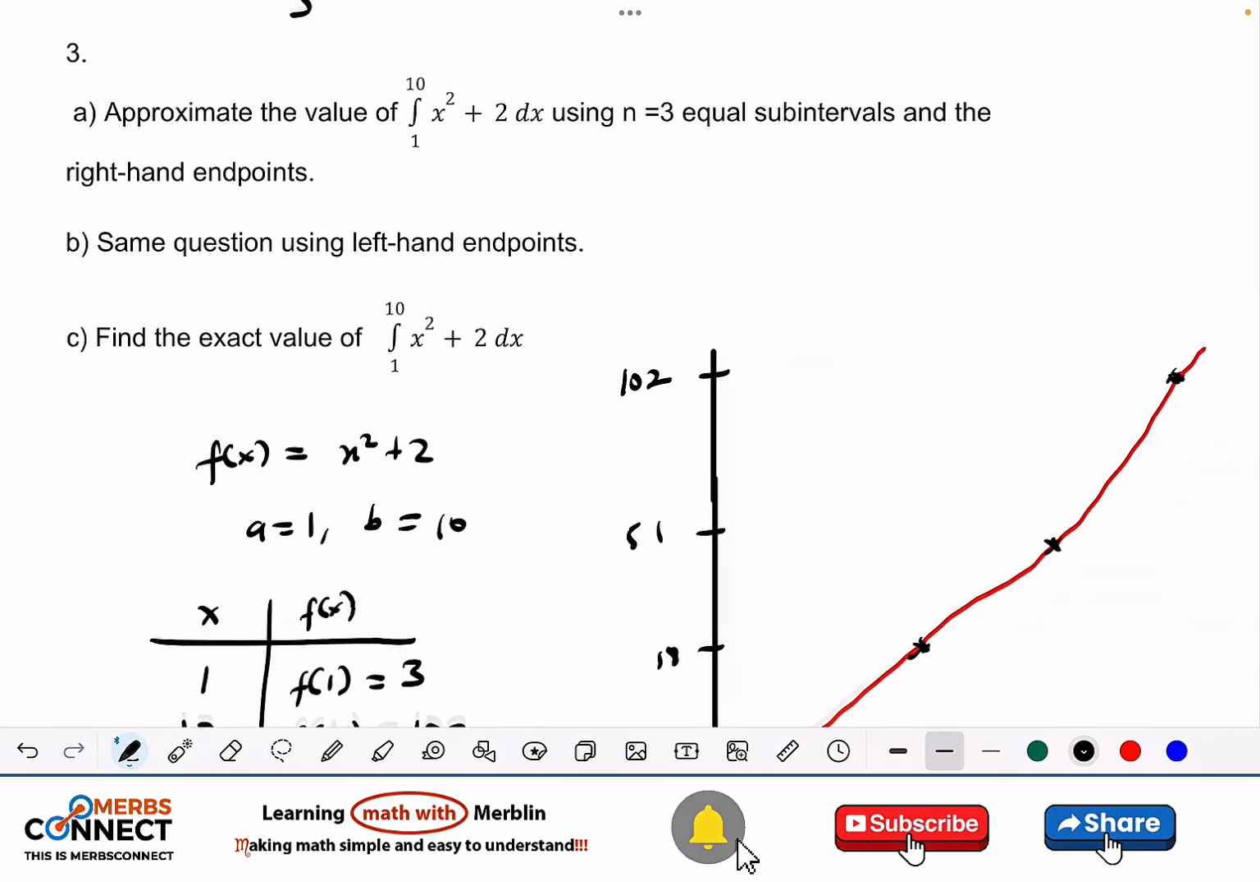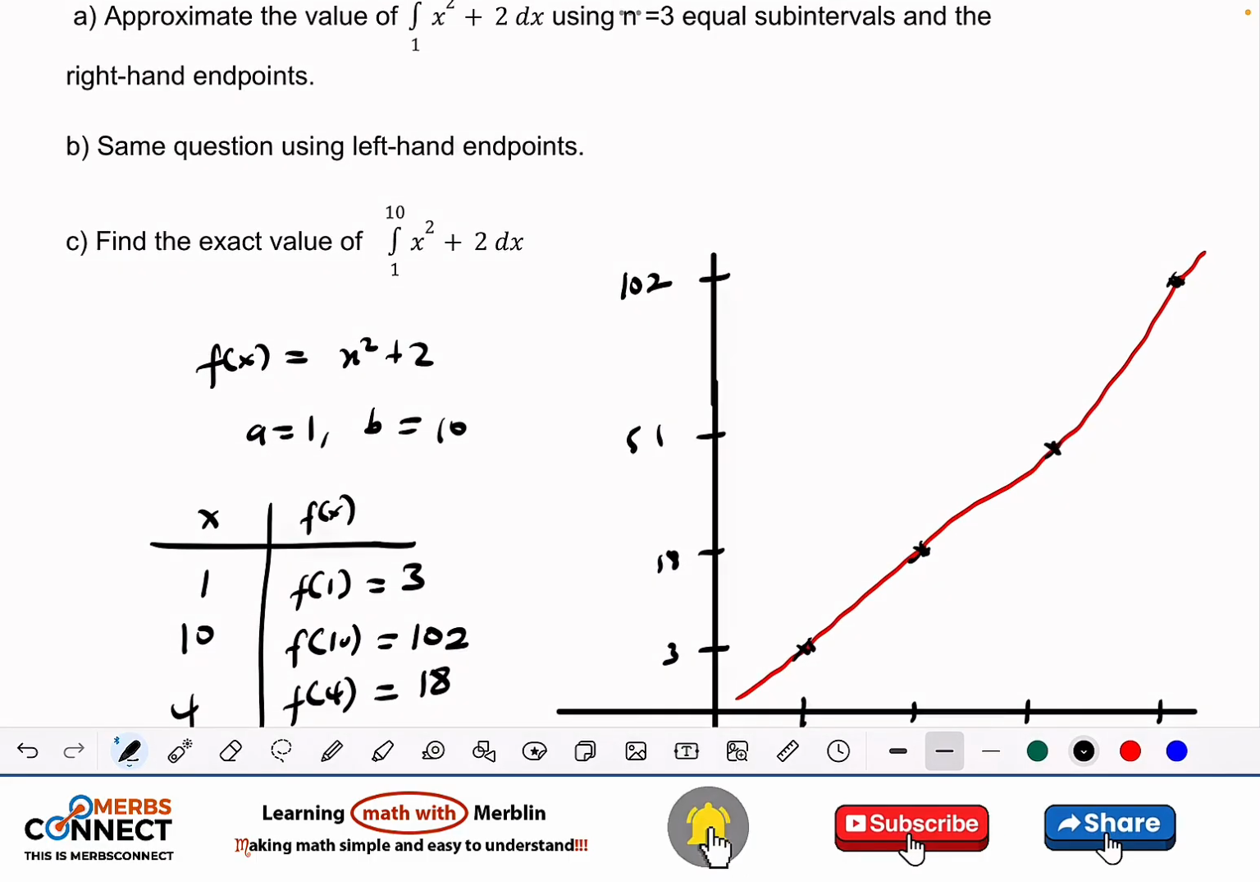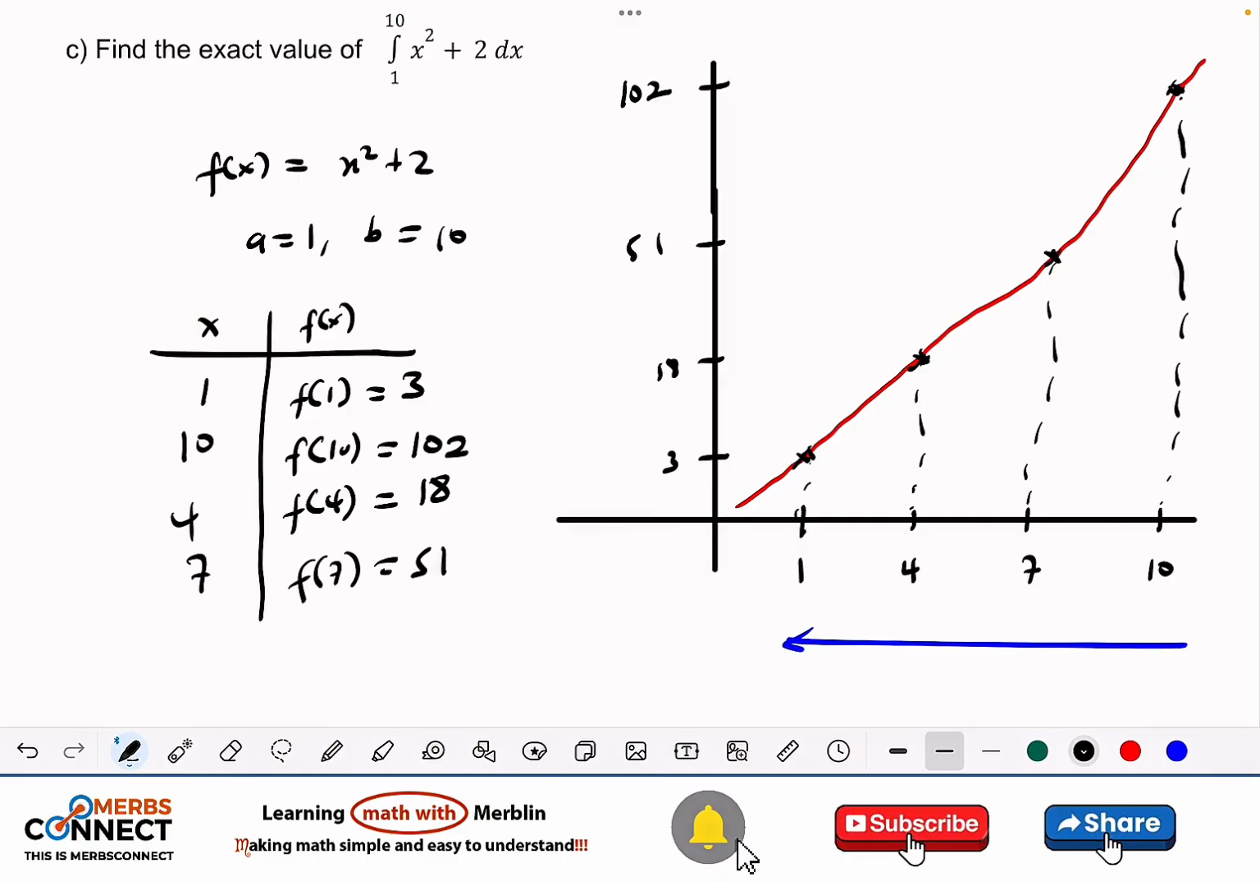But the first one is the right hand endpoint, right? Remember, for the right hand endpoint, we start from the right and then we move towards the left. So let me have my graph something like this here. I have this one here, this one here, this one here. We are moving this to this, this to this, and then this one to that. So we need to find the change.